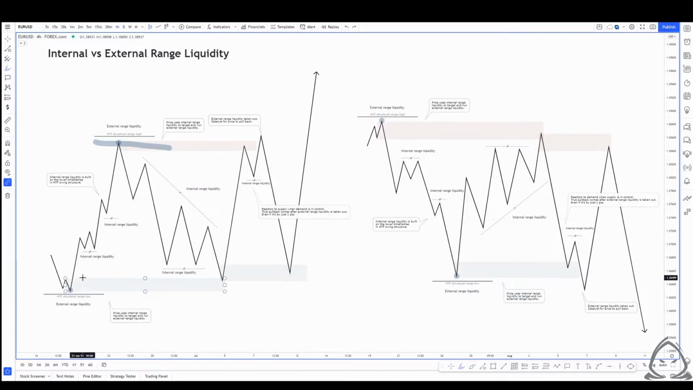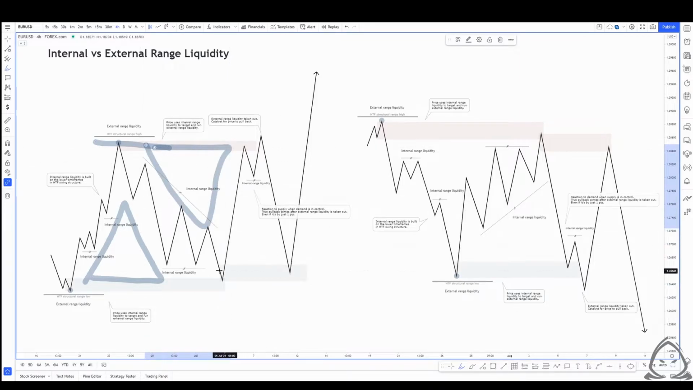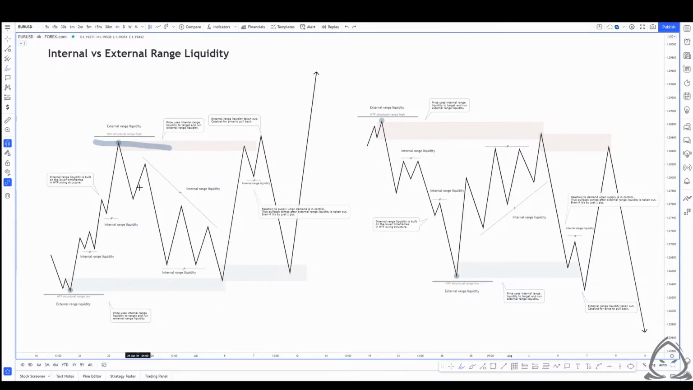Now, if we take it a step further, what we can also just look at very simply is that we have a liquidity void here, we have a liquidity void here, and essentially what's happening is it's filling the liquidity void. All the liquidity void concept is we are filling internal range liquidity to then continue on moving in the direction that price action is intended to move on.